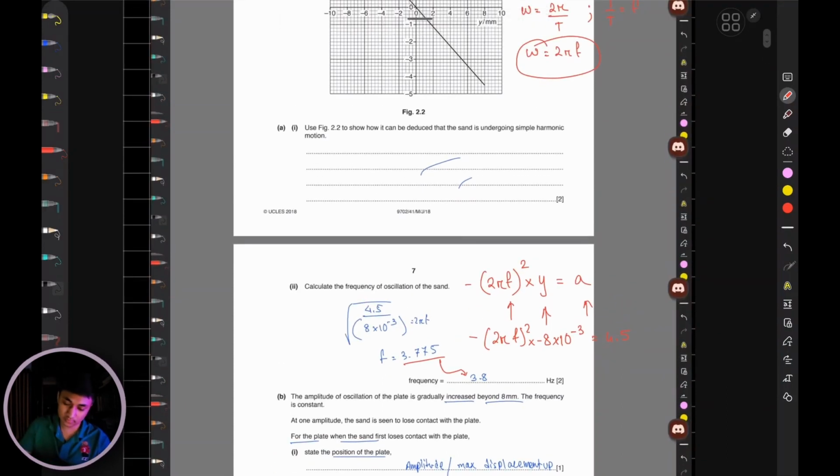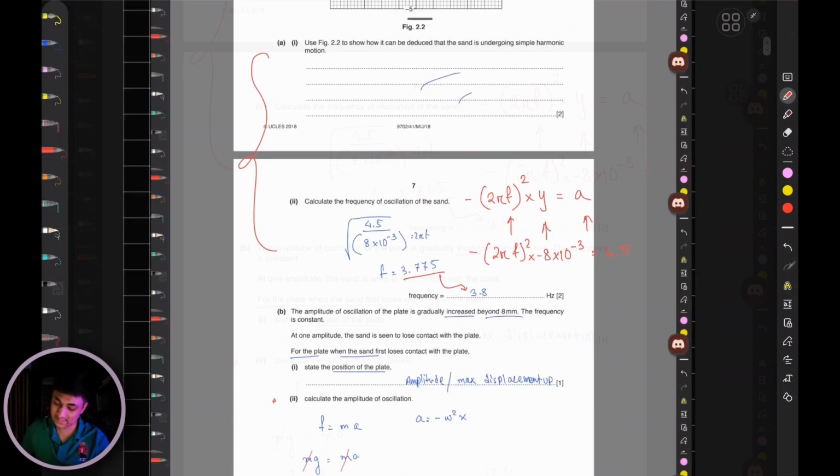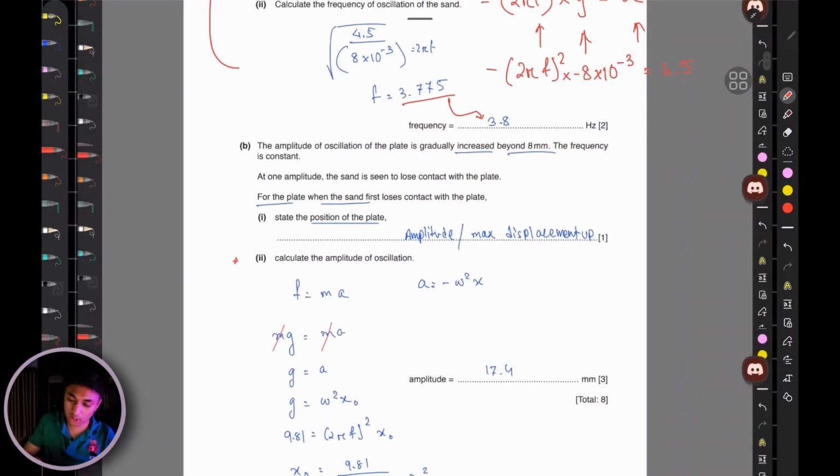Those two were considerably easy. So now moving on to question B or part B. What is it saying? The amplitude of the oscillation of the plate is gradually increased beyond 8 millimeters. The frequency is constant. At one amplitude, the sand is seen to lose contact with the plate. For the plates, when the sand first loses contact, what is the position of the plate?